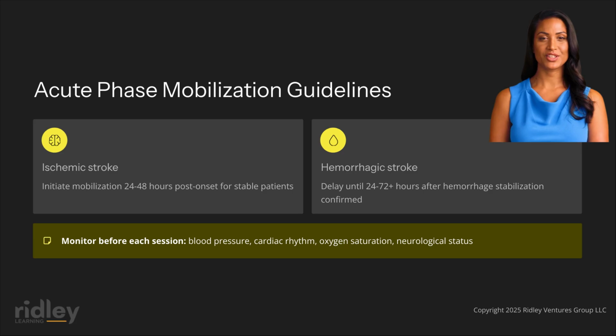Current recommendations suggest delaying mobilization until at least 24 to 48 hours after hemorrhage stabilization has been confirmed through repeat neuroimaging, with some guidelines advocating for more conservative approaches extending to 72 hours or beyond, depending on hemorrhage location, volume, and clinical trajectory. The intensive care management of hemorrhagic stroke patients must balance the competing priorities of maintaining cerebral perfusion pressure, controlling intracranial pressure, and preventing the complications of prolonged bed rest.